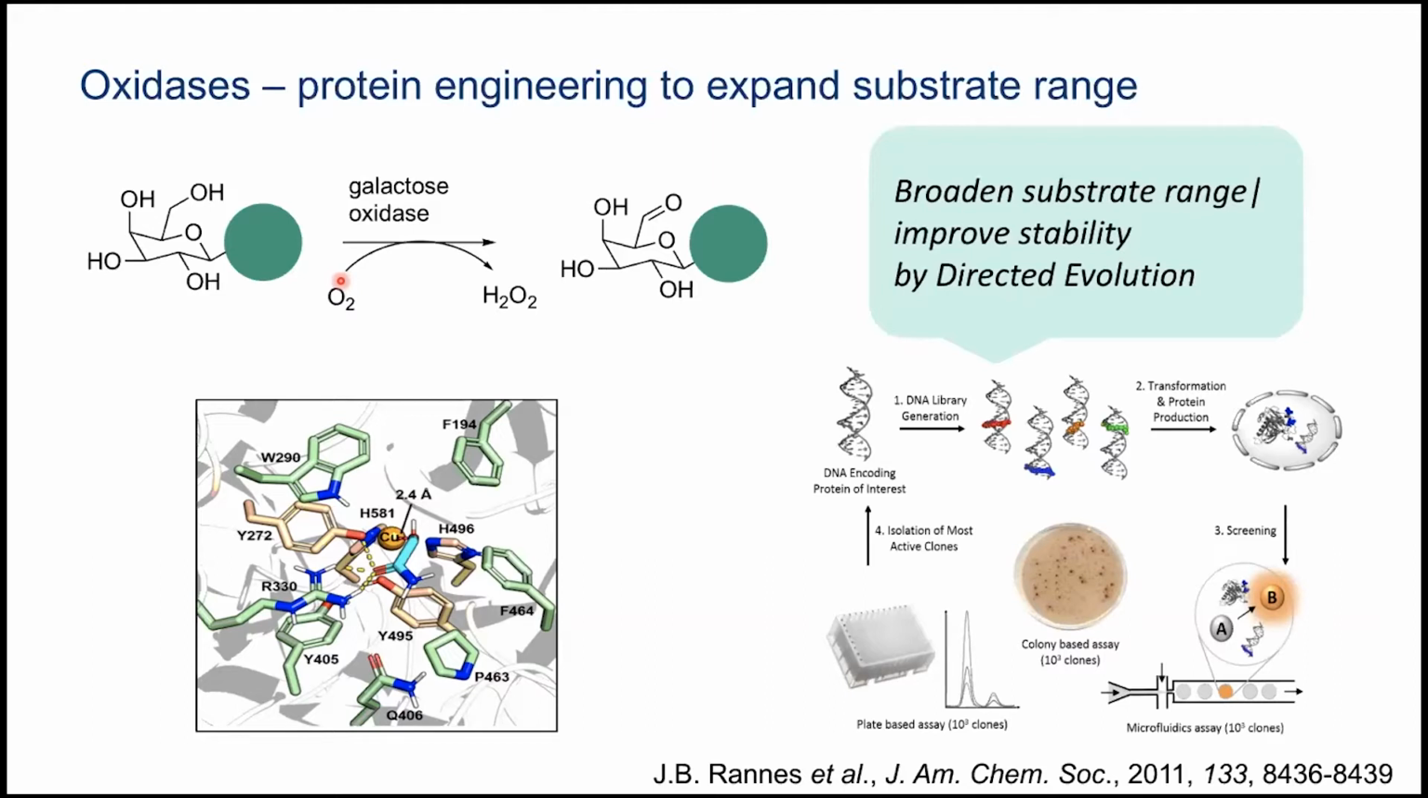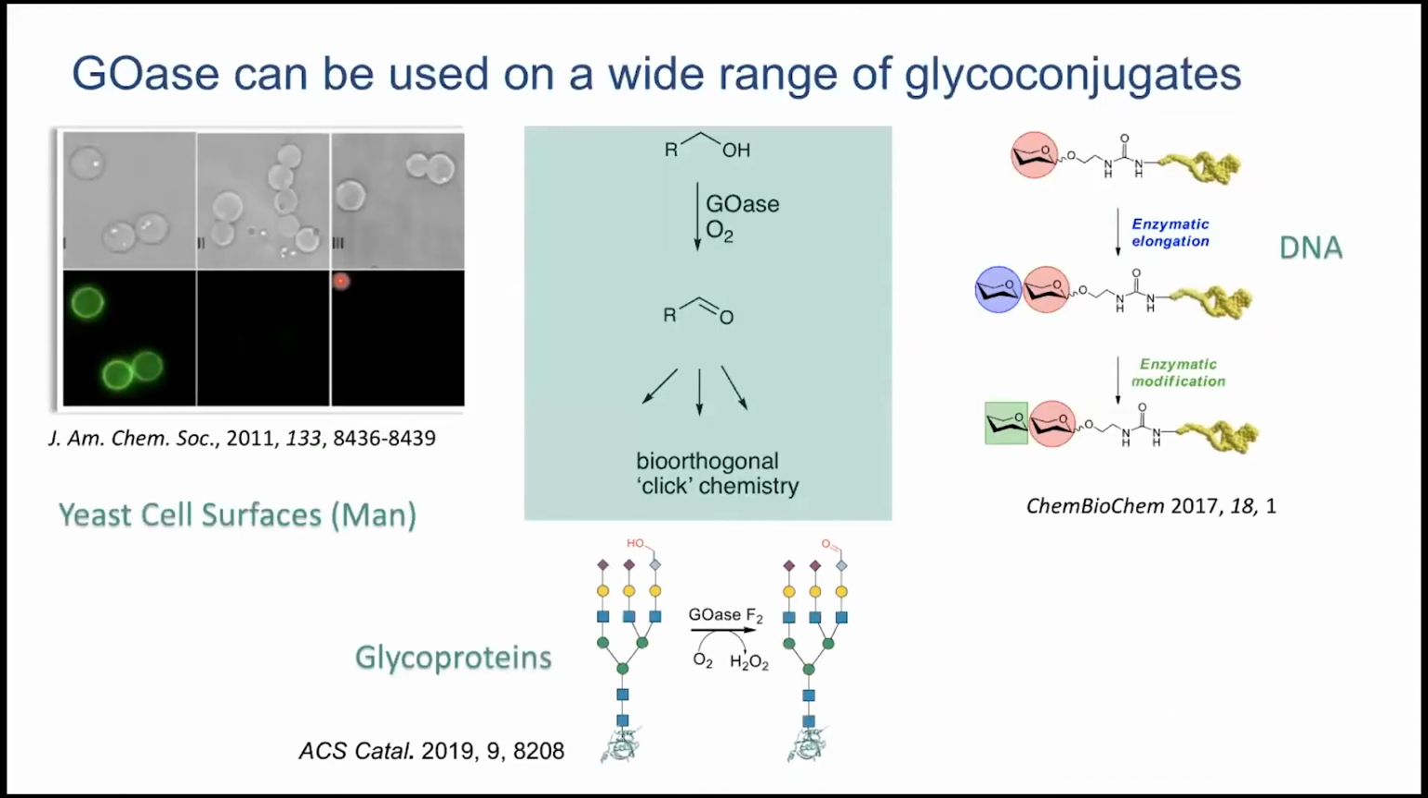I don't want to go through the details of directed evolution. You probably all know about it. You make random libraries and then you select for activity. And it turns out we now have a whole set of mutants which have some really interesting activity.